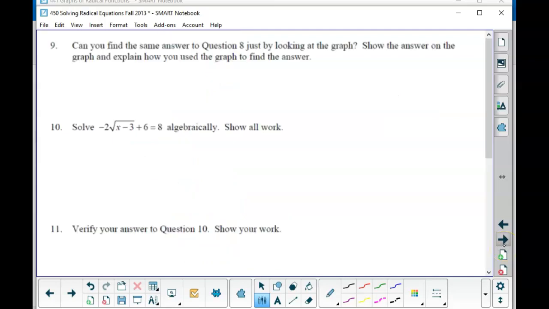Then, can you find the same answer to question 8 just by looking at the graph? Yeah, we just did. Show the answer on the graph and explain how you use the graph to find the answer. So you're looking for a point where y equals 0, which is the x-intercept on the graph, which is 12.